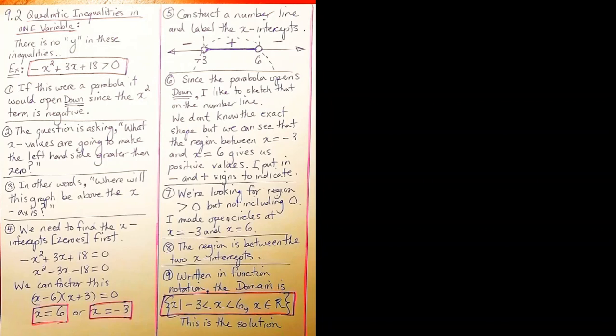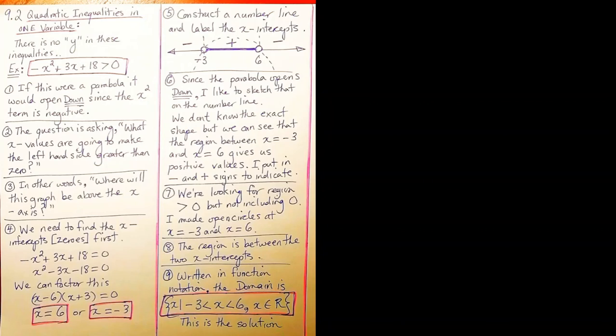So what we want to know is, where is that parabola going to give us values that will be above the x-axis? What values that we can plug in for x are going to give us answers that will be positive? So the first thing we're going to have to do is find out where the x-intercepts are. Where are the zeros of that quadratic?